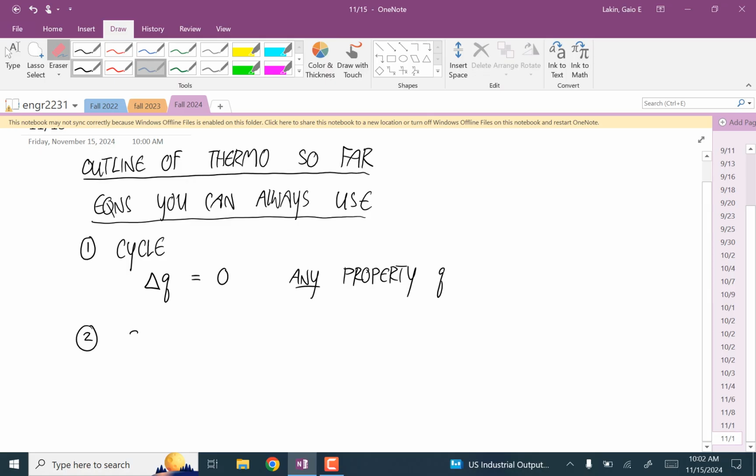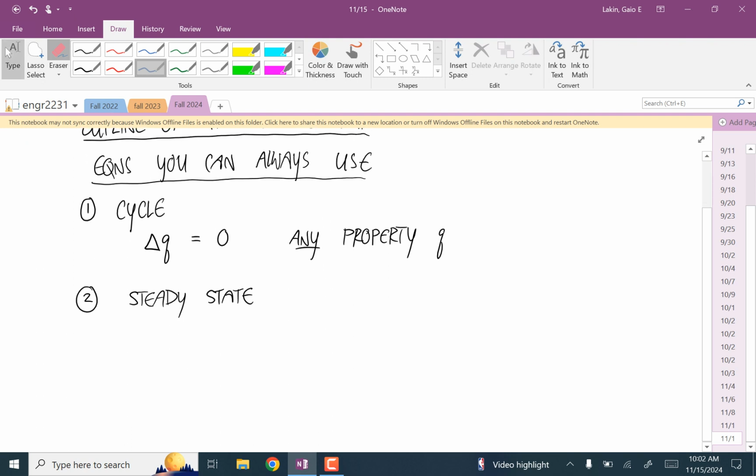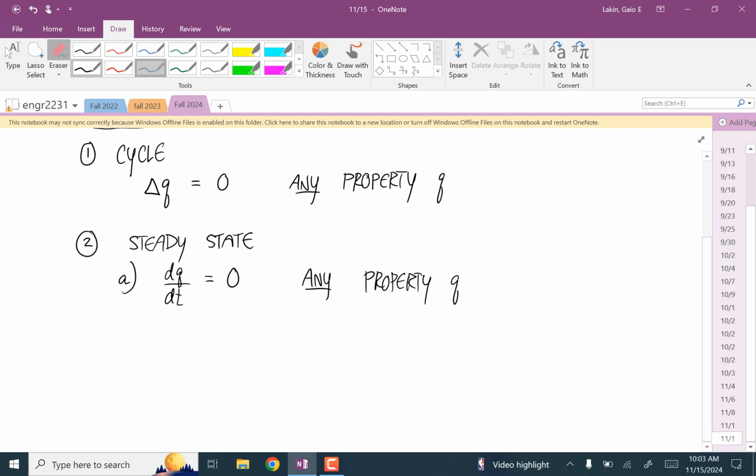Similar to cycles is steady state. You can think of steady state as just like an instant by instant cycle. And so first, you know that the derivative with respect to time of any property is equal to 0. So this is true for any property Q. And then second, you know that the inlet mass flow rate has to be equal to the exit mass flow rate, and you can just think of that as the mass flow rate.